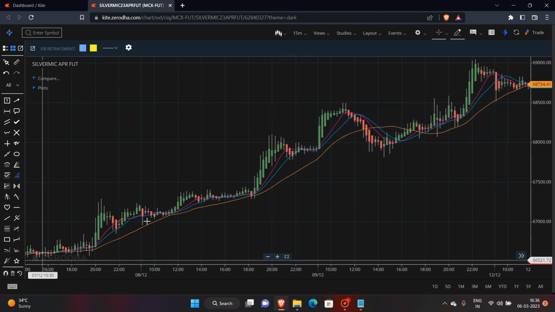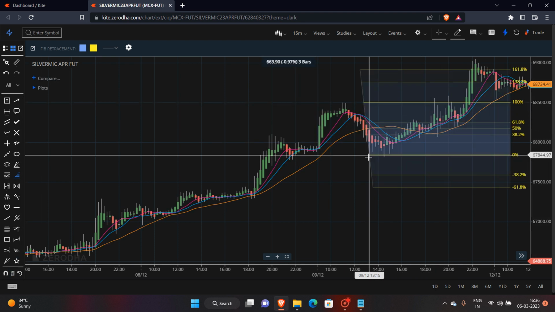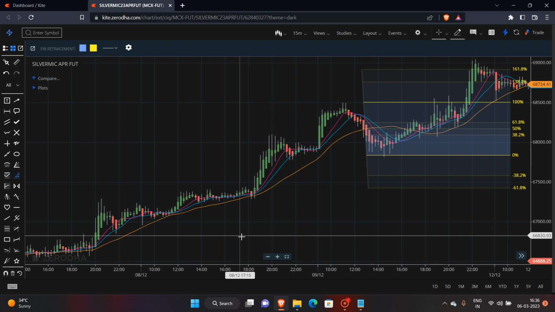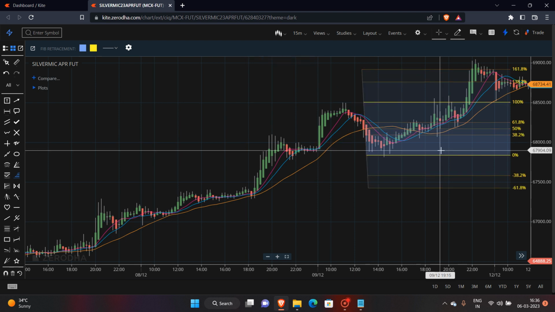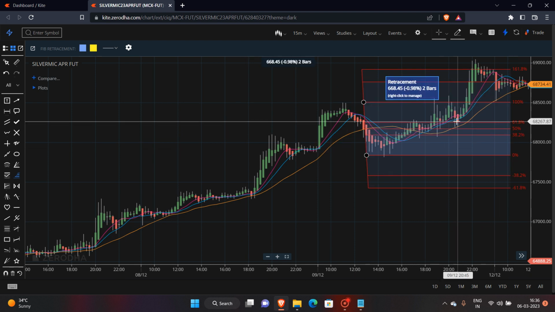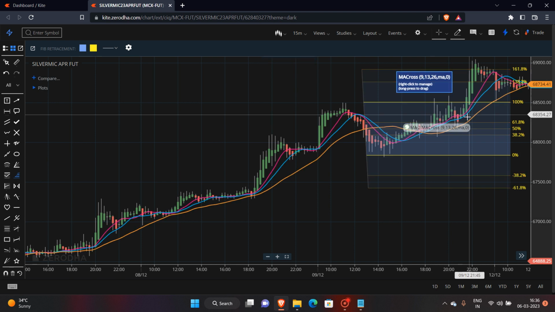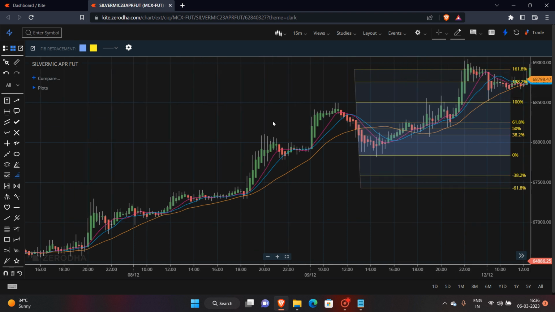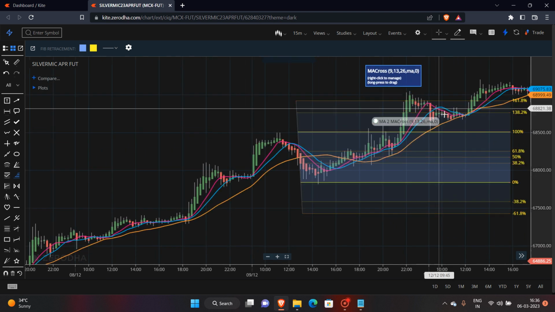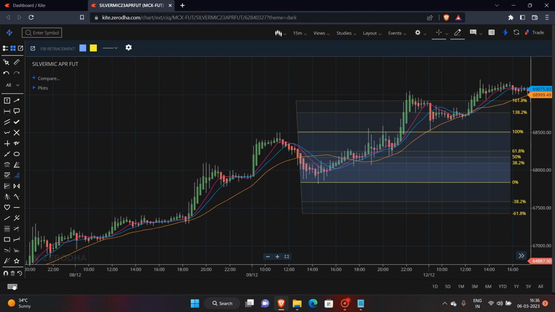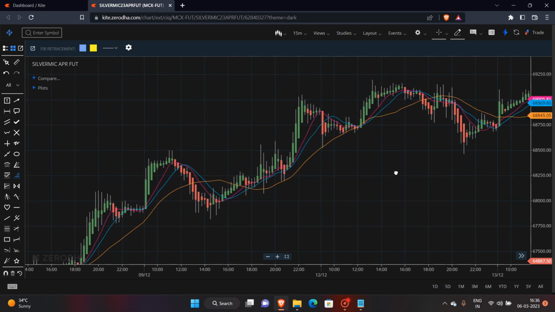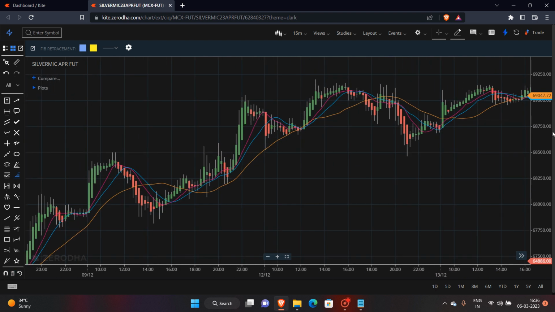So again, if you draw the pattern here, this is the swing high, swing low. Okay, so it retraced and finally it broke the 61 level, and once it broke the 61 level, it gave one till the 161 level. Yeah, that is what you can see. So these are the bullish patterns that we have seen.